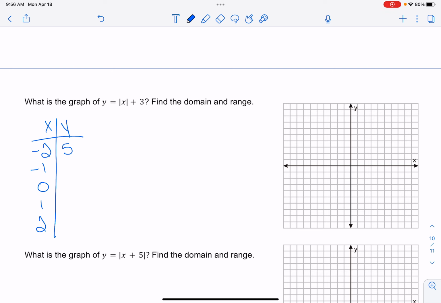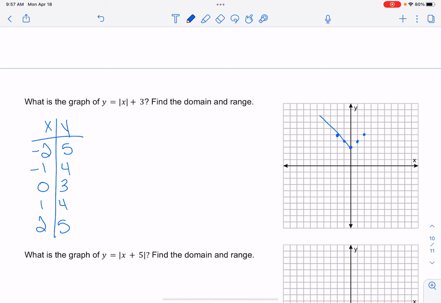Absolute value of negative 1 is just 1. 1 plus 3 is 4. And the absolute value of 0 is just 0, plus 3 is 3. And then this is where we have our turning point. So again, absolute value of 1 is just 1. 1 plus 3 is 4. Absolute value of 2 is 2. 2 plus 3 is 5. So we are able to plot these points: (-2, 5), (-1, 4), (0, 3), (1, 4), and (2, 5).